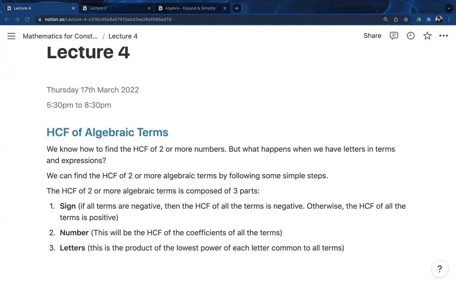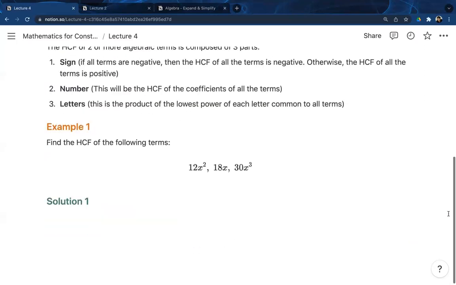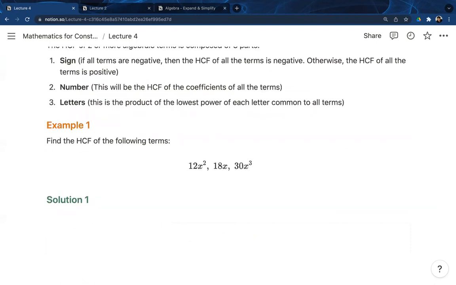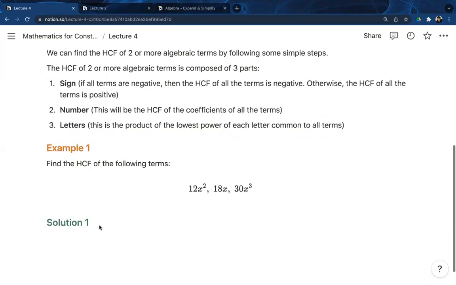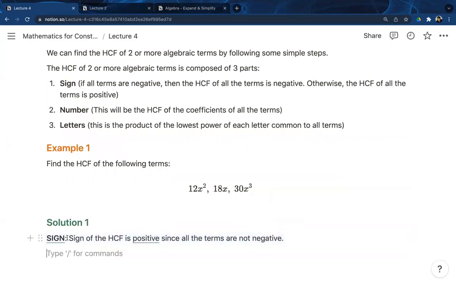I think you ought to see an example of this. This is very abstract if you think about it. So let's find the HCF of these three terms here. How would you go about that? Well, we follow the rules from above. You start with the sign. The sign of the HCF is positive, since all the terms are not negative. Only when all the terms are negative will the HCF be negative. So the HCF is positive. What about the number?